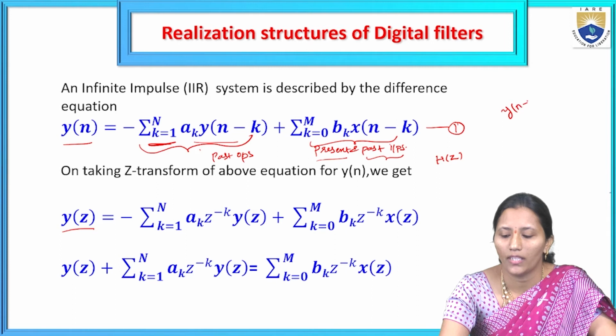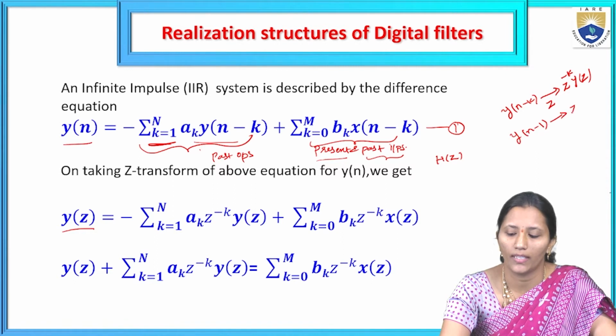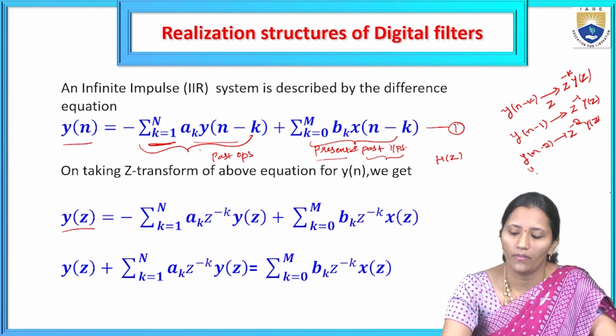If we apply the Z transform to y of n minus k, we are going to get z power minus k Y of z. So for y of n minus 1, applying the Z transform, we get z power minus 1 Y of z. For y of n minus 2, we get z power minus 2 Y of z, where k is equal to 2 here. For y of n minus 3, z power minus 3 Y of z.